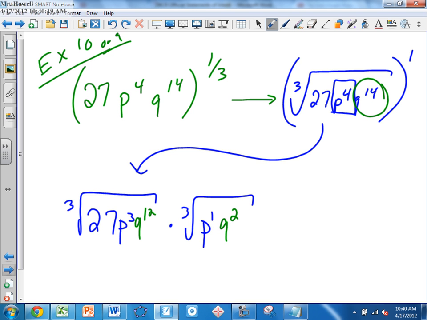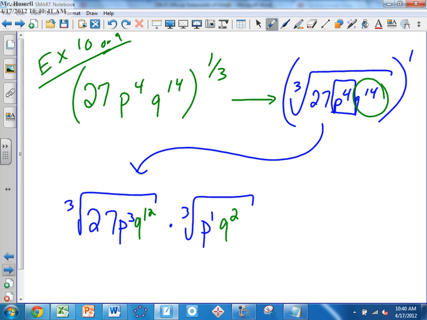What are the multiples of 3? 3, 6, 9, 12, 15, etc. I want to find a multiple of 3 that is less than my exponent, but it's the biggest at the same time. I want to maximize that multiple. So I want Q to the 12, because I could have made this Q to the 9th and make that Q to the 5th, because 9 plus 5 is still 14.